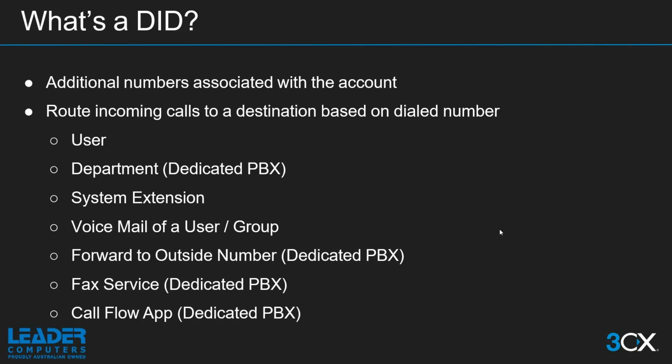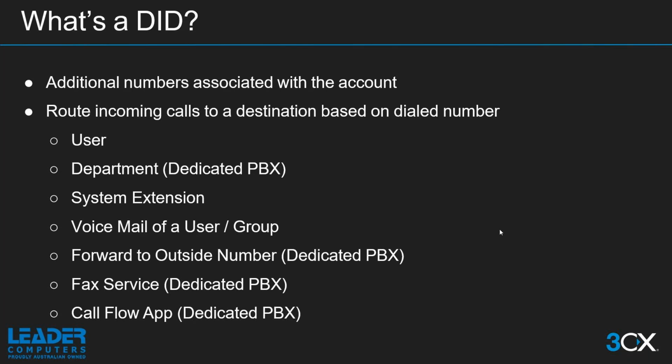It can go to a user, or to a specific department where there are people in the department, or to a system extension. System extensions are nothing but ring groups, call queues, and auto attendants. Or it can go to the voicemail of a specific user, or to the voicemail of a particular group, or it can forward to an outside number like a diversion.